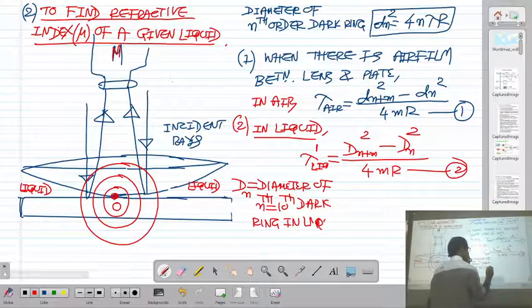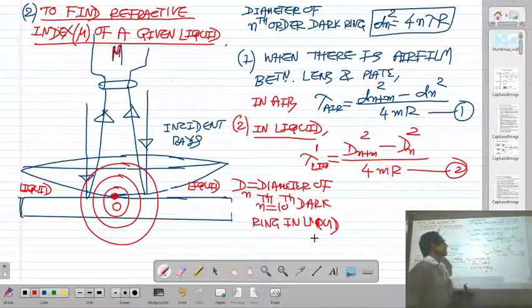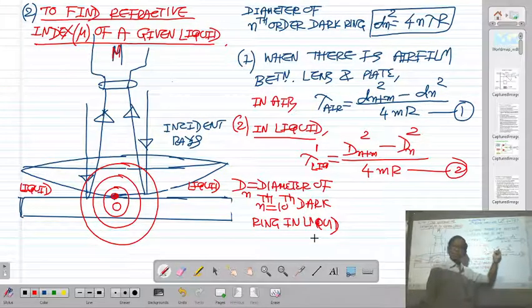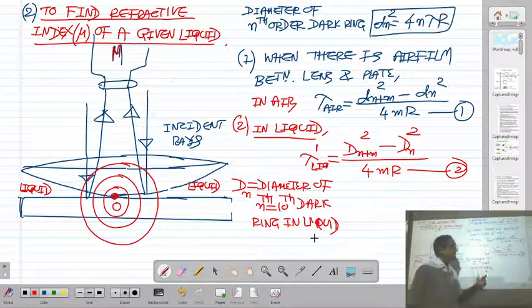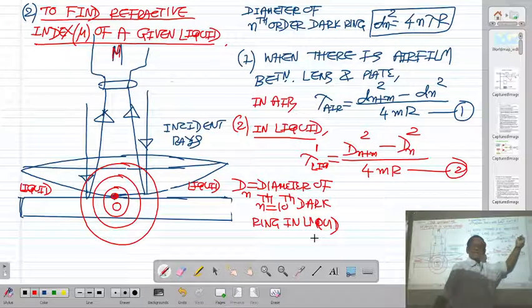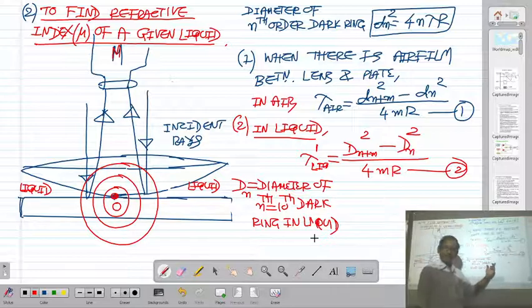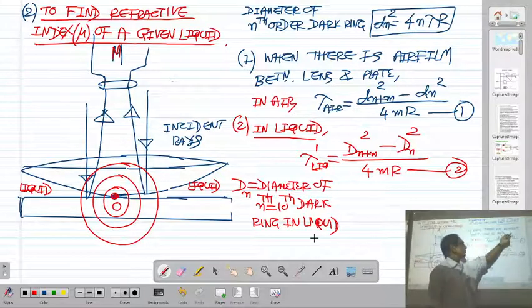So please remember, small d n plus m is the diameter of the n plus mth order, 15th dark ring in air, and capital D n plus m is the diameter of the n plus mth, 15th dark ring in liquid. Small d n is the diameter of the nth, 10th dark ring in air, and capital D n is the diameter of the nth, 10th dark ring in the liquid. So for air we are using small letters for diameter, and in liquid we are using capital letters.